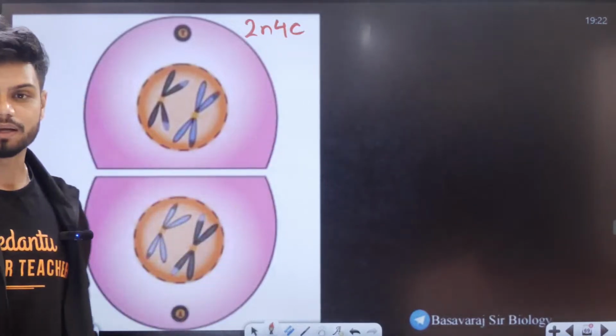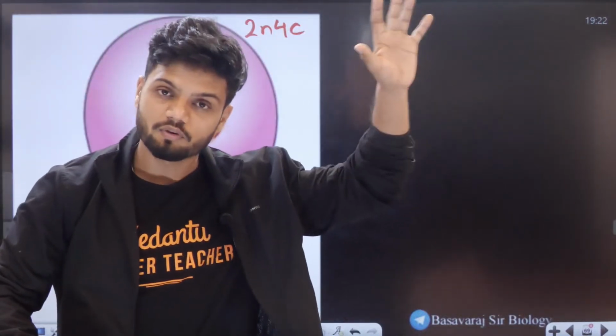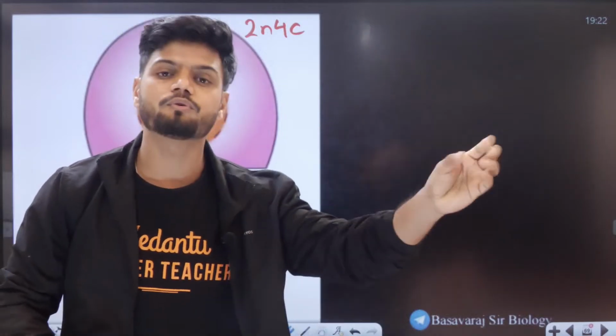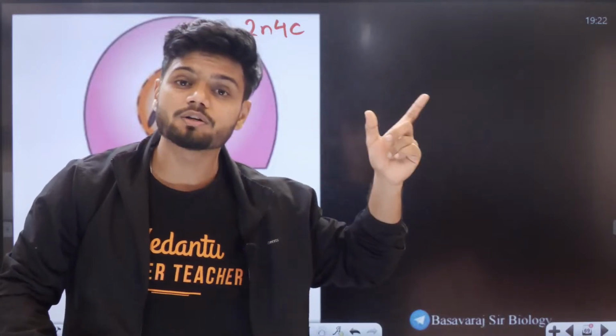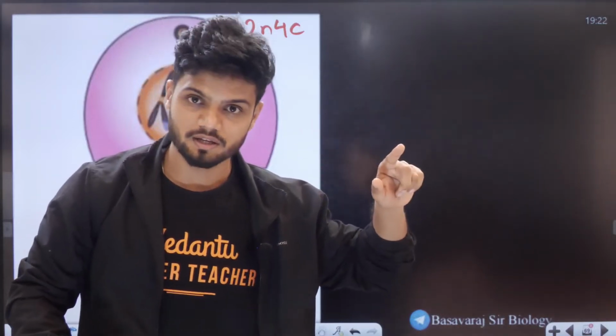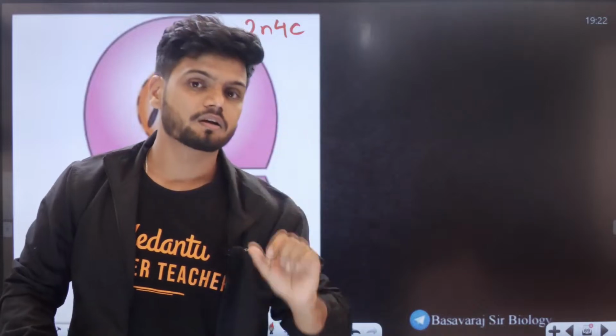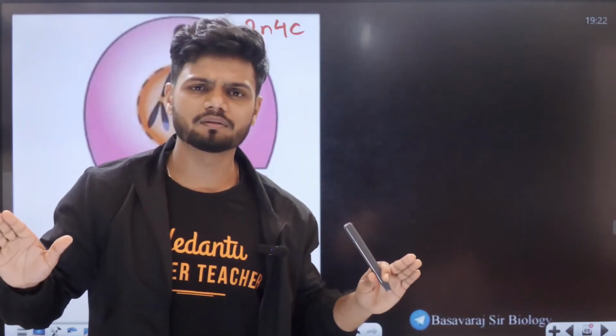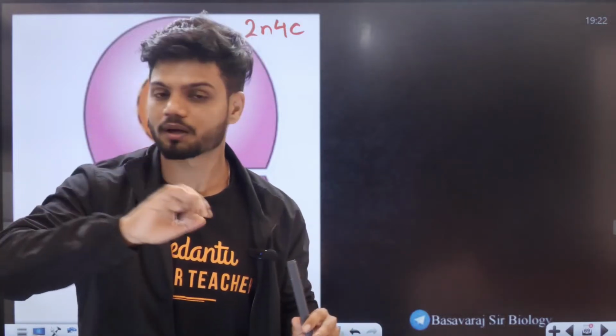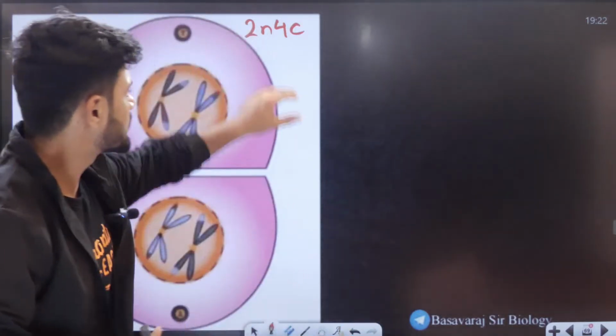Same thing is continuing from G1. From G1 till here, it is 2n 4C only. Unlike in the case of mitosis, where it became 4n 4C because the chromatid became like a chromosome in anaphase, that does not happen in the case of meiosis 1. It is going to remain the same.